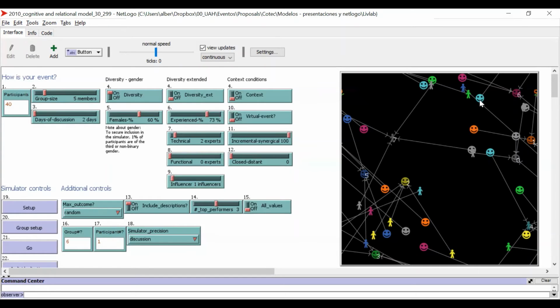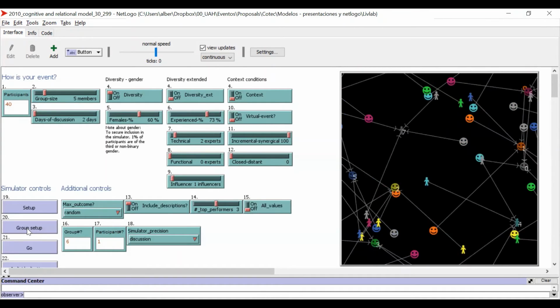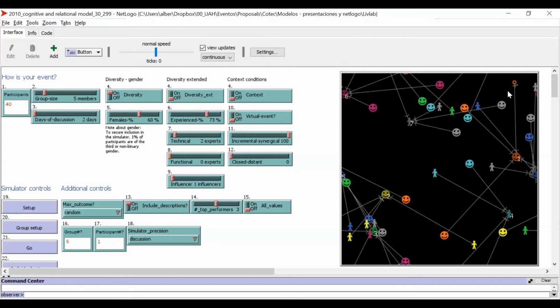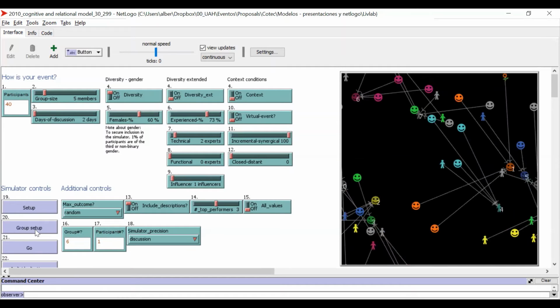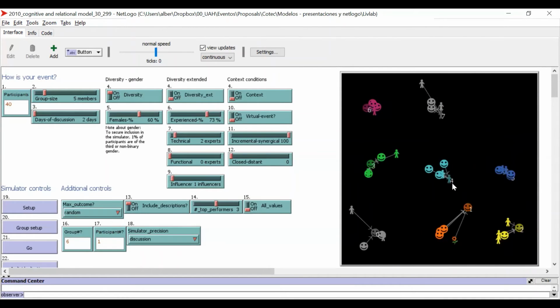You have girls, the smileys. You have boys, the person icons, and, sorry, because it's a bit hidden, it's here, you also have binary people. You can group the people together so that you can see the groups in our event, and you can just click go and have the simulator run an event as if you were in the real world.